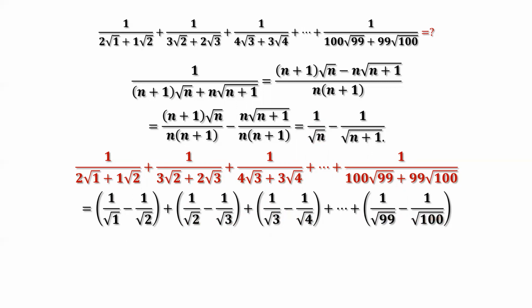We can continue to simplify. Now look at here. Here's positive 1 over square root of 2. Here's negative 1 over square root of 2. Cancel each other, right? So here, that's positive 1, here negative 1, right? Here's positive 1, here's negative 1. Then cancel this one, right? So the only thing left is what? This one is 1, and this one is negative 1 over square root of 100.